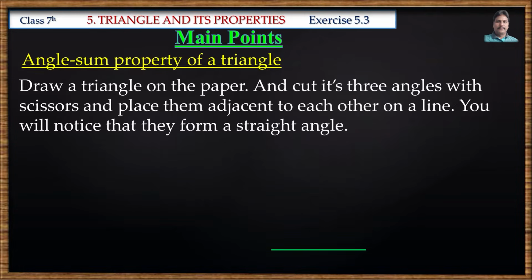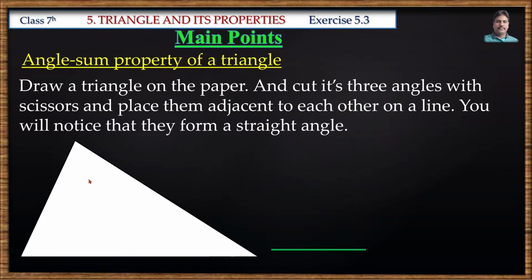Draw a triangle on the paper and cut its three angles with scissors and place them adjacent to each other on a line. You will notice that they form a straight angle. First of all, draw a triangle on the paper. This is first angle and this is second angle. This is third angle in this triangle.